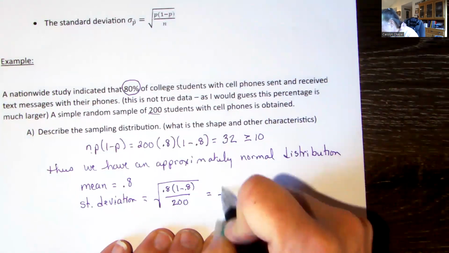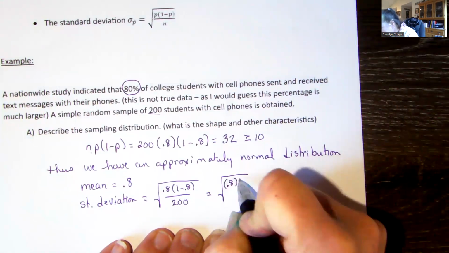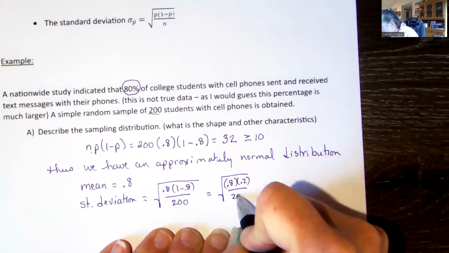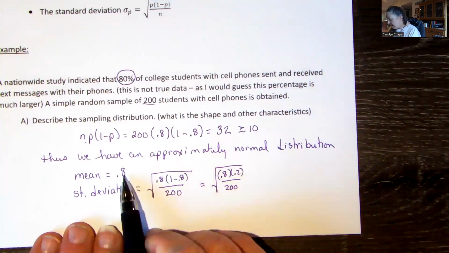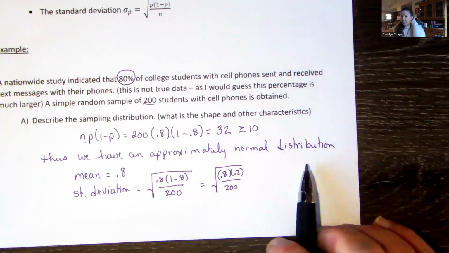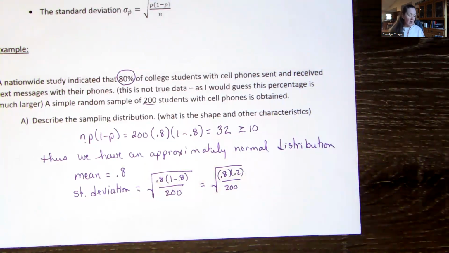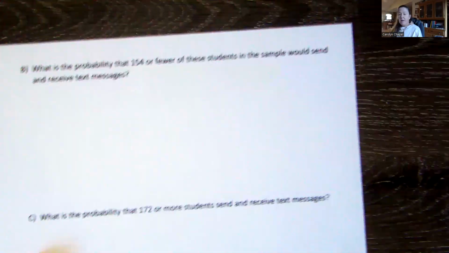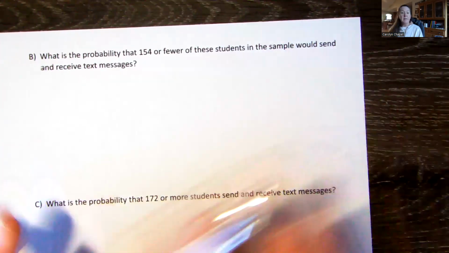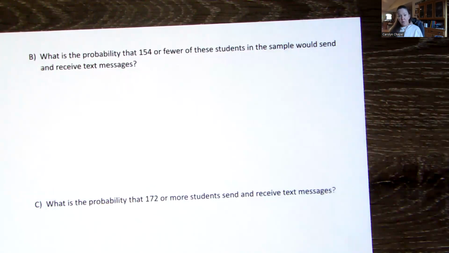I'm going to simplify it a little bit, just to make things a little nicer. I could get the decimal at this point, but I'm going to let my calculator do all the work when I work through these problems. So here's my mean, here's my standard deviation. And since it's approximately normal, I can use the normal curve and all the methods that we've already talked about in previous videos. Then we can ask ourselves, what is the probability that 154 or fewer of these students in the sample would send and receive text messages?